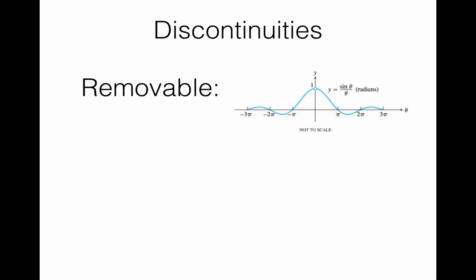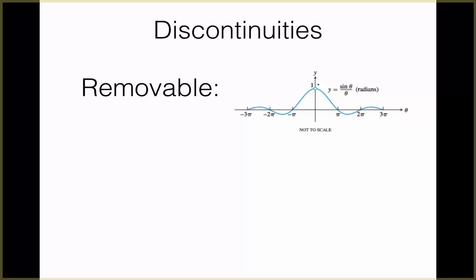Now let's talk about different types of discontinuities. Look at the graph of this function. This is the graph of sine of theta over theta. This function has a problem at theta equals 0. All of our trig functions are defined in radians. So with this function, there's a problem when the denominator is 0. And if you see the graph of this function, there's a little hole at theta equals 0.